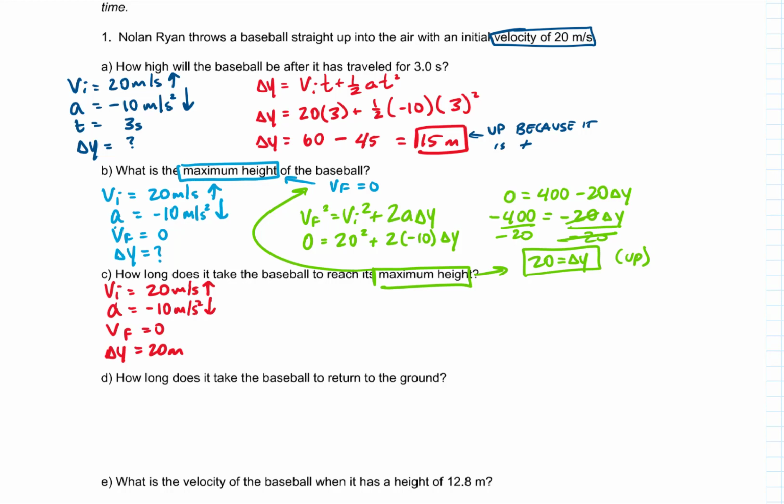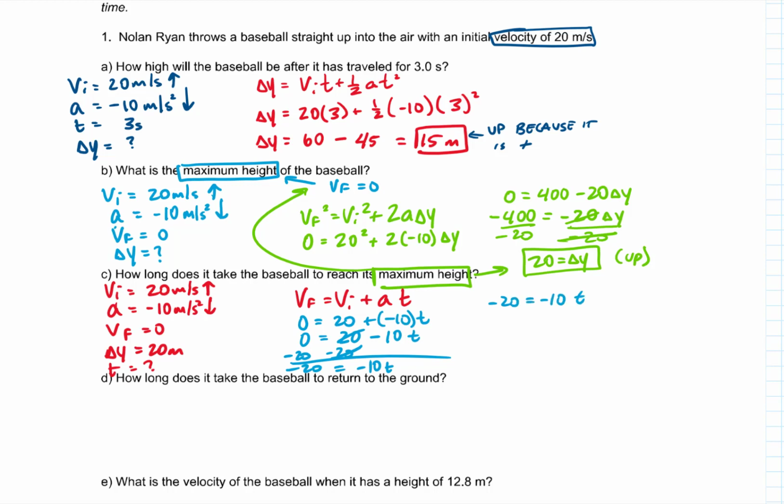So now I can pick any equation I want to find the time. Love the first equation, so we're going to go with final velocity is equal to initial velocity plus acceleration times time. So 0 is equal to 20 plus negative 10 times t. We're just plugging all those things in. I'm going to subtract 20 from both sides. So negative 20 is equal to negative 10t. So I subtracted 20 from both sides. Now I want t by itself, so I'm going to divide both sides by negative 10. And so I have positive 2, because those negative signs go away, 2 seconds is equal to the time.